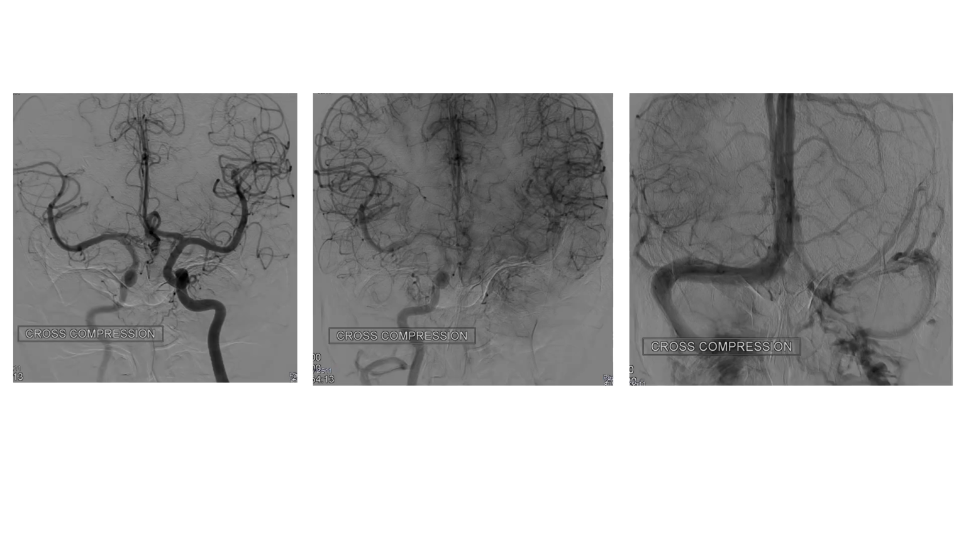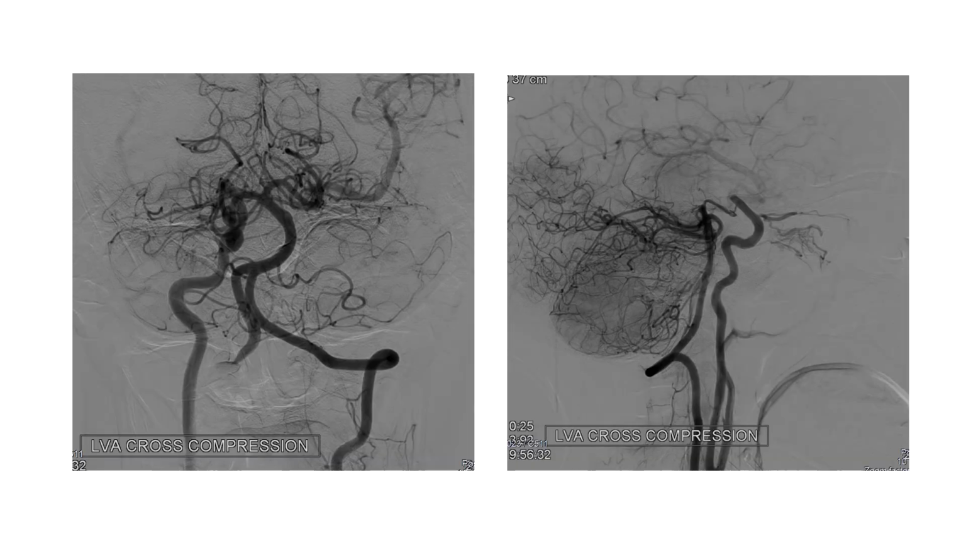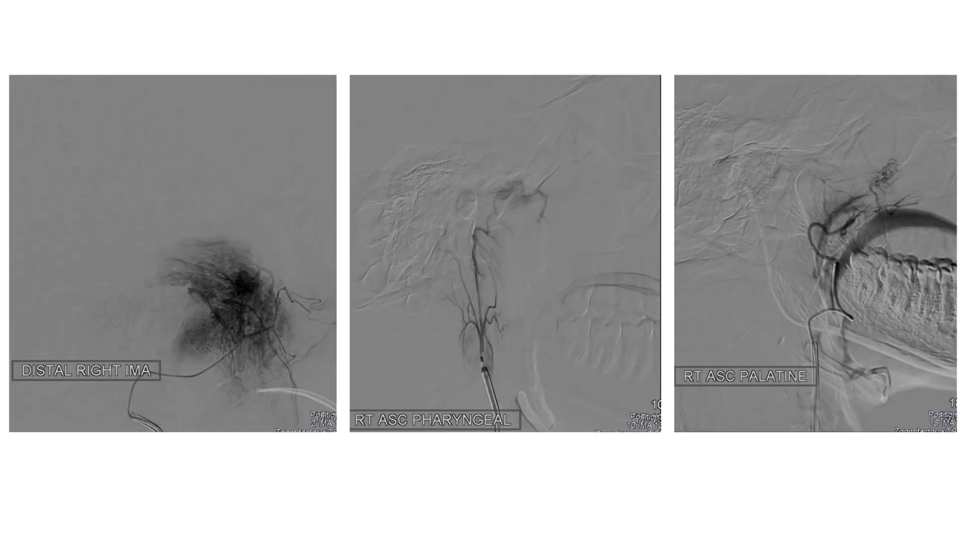We did a cross flow evaluation, so we can see the ACOM is nice. There is very good perfusion of the right hemisphere across the ACOM. There is also a PCOM, posterior communicating artery. So the patient had very good circle of Willis support of the right hemisphere, and parent vessel sacrifice was an option for this case as well. So we went ahead with the embolization.